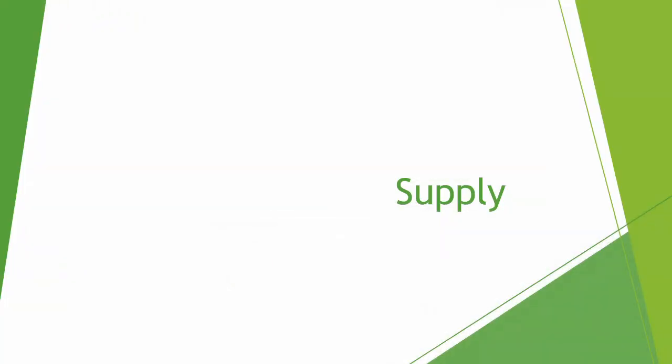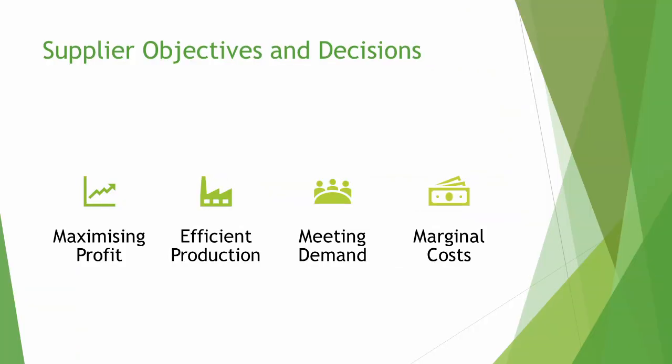Supply is the amount that suppliers are willing and able to produce at a given price at a given point in time. Producers have many objectives and make many decisions when supplying goods or services. The objectives of producers include maximizing profit, ensuring efficient production, and meeting market demand.